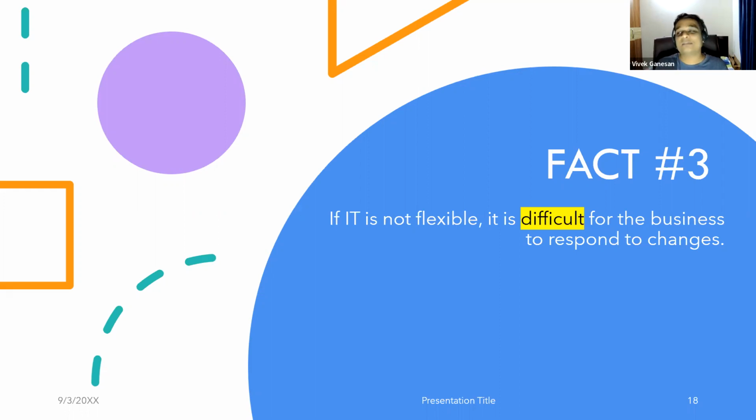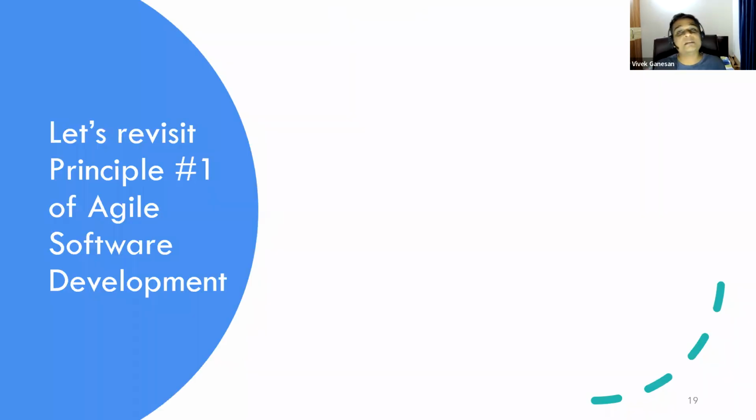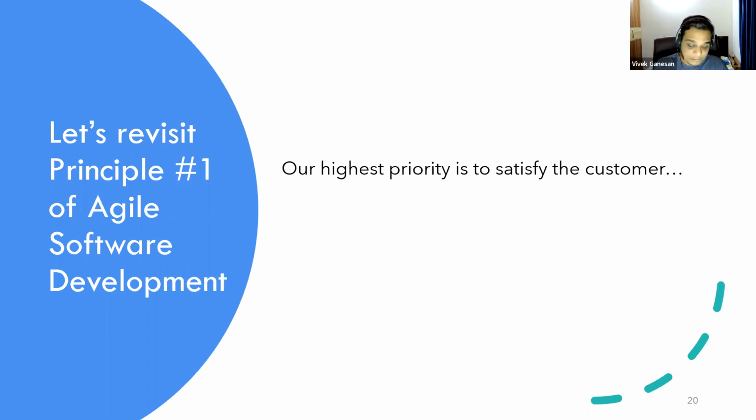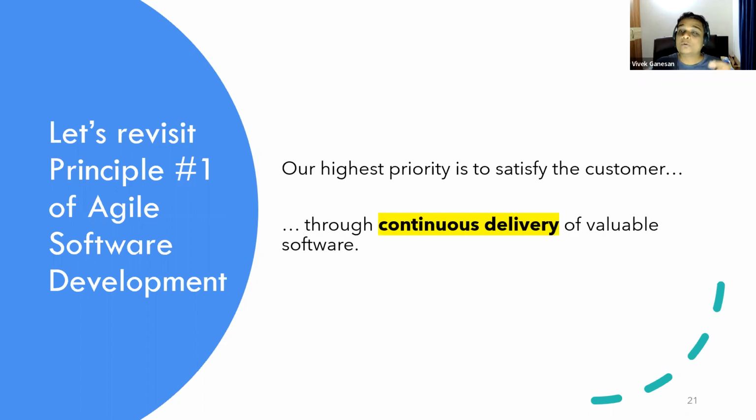To answer that question, let us revisit principle number one of Agile software development. There are 12 principles which were written along with the Agile Manifesto by frustrated engineers, on how they can do more meaningful work. The first principle is this: our highest priority is to satisfy the customer through continuous delivery of valuable software.